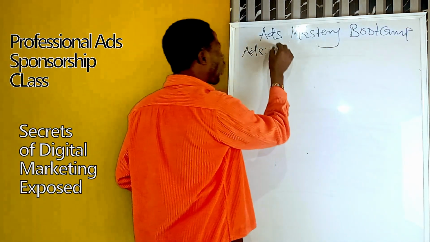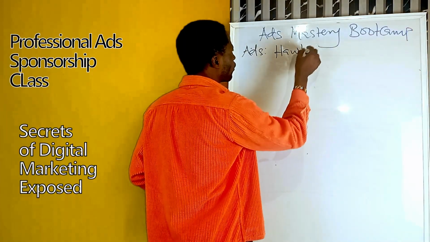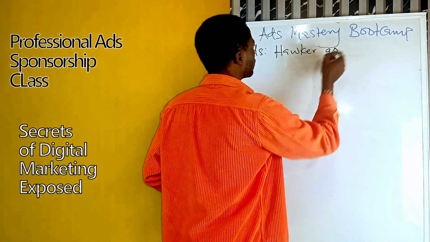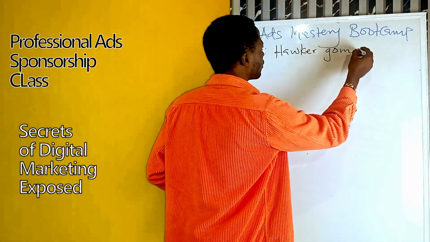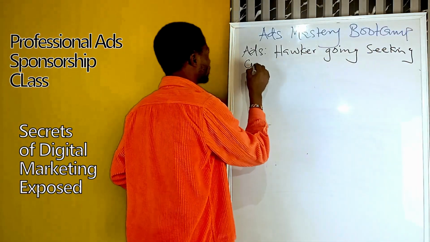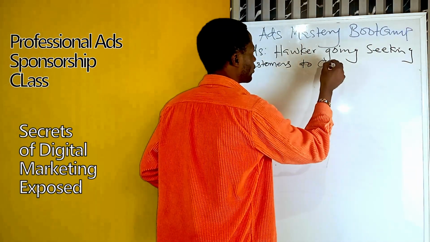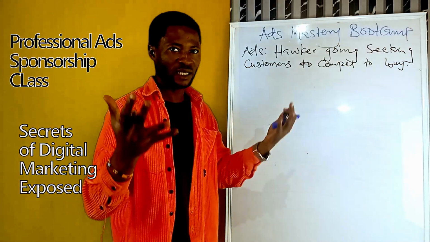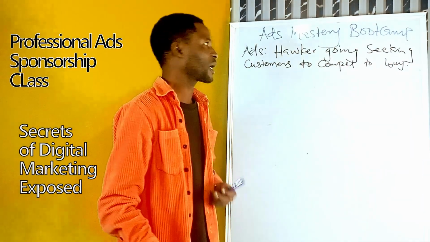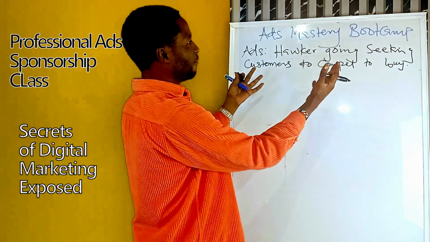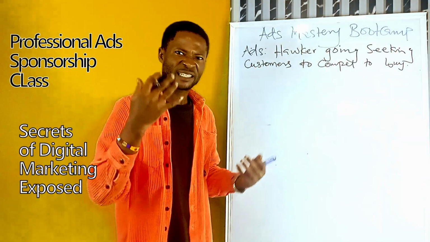Now, look, an ad is actually like a hawker. You know, those people that sell mango on the road, going around seeking customers to compel them to buy. A local marketer, of course, that is what you do as a local marketer. If you can think this way, then you will be able to think digitally.